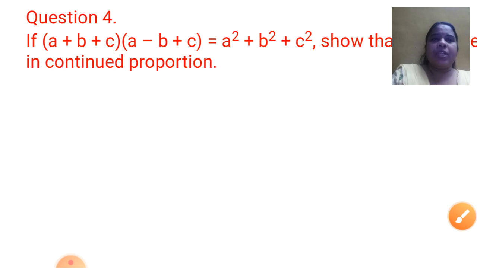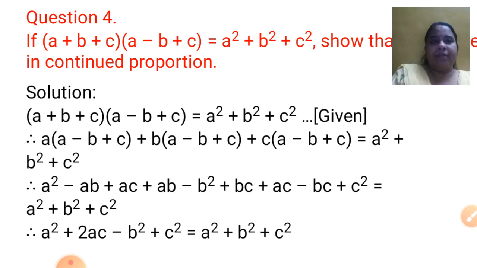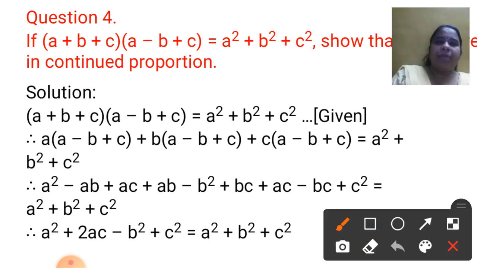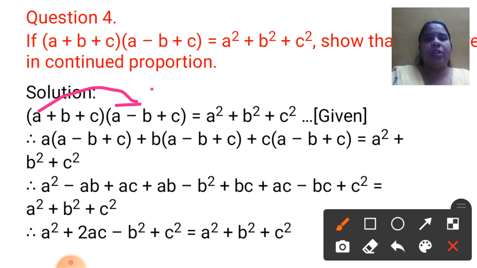We will start with what is given to us. What is given, that we will write, and then we will open the bracket. I hope you know how to open the bracket. This A is to be multiplied with all the terms of this bracket. B is to be multiplied with all the terms of the bracket. C is to be multiplied.